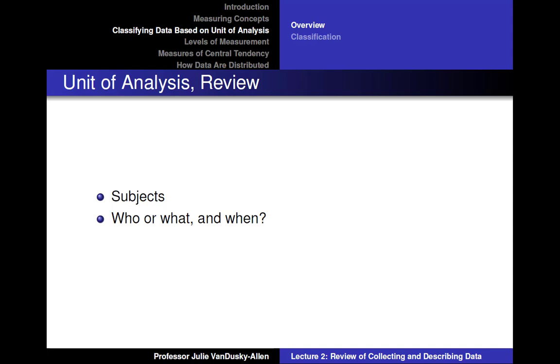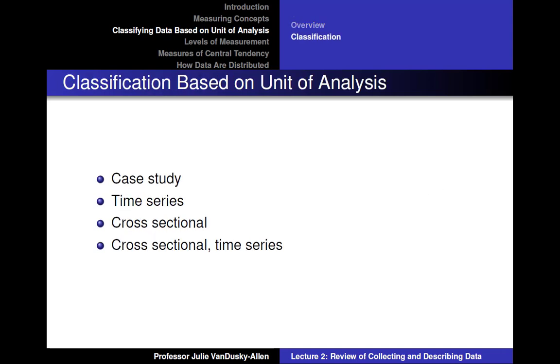After we write our conceptual and operational definitions and collect our data, we can classify what kind of dataset we have. This classification will be based on our unit of analysis. Recall that the unit of analysis tells you who or what the variable applies to and when that who or what existed. Based on the unit of analysis, you can classify your dataset either as a case study, cross-sectional, time series, or cross-sectional time series dataset.